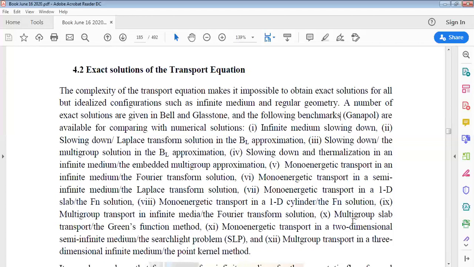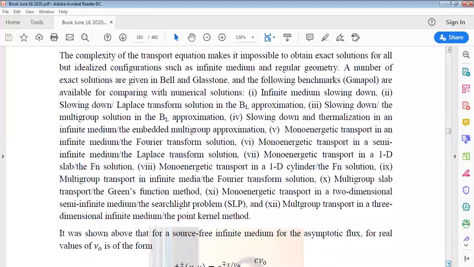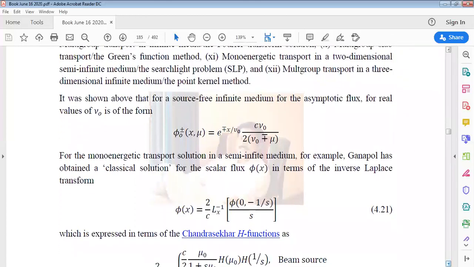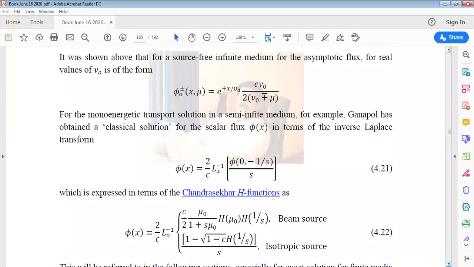Even multi-group slab transport Ganapol has done using the Green's function method. For the 2D semi-infinite medium problem, he has done the searchlight problem, and multi-group transport in a 3D infinite medium using the point kernel method. So some very powerful mathematics. The same is true for publications by Mike Williams. I think these are the people who took mathematics to the edge and showed many of us that you don't actually need very powerful computation. You can do a lot of useful stuff if your mathematics is really high level.